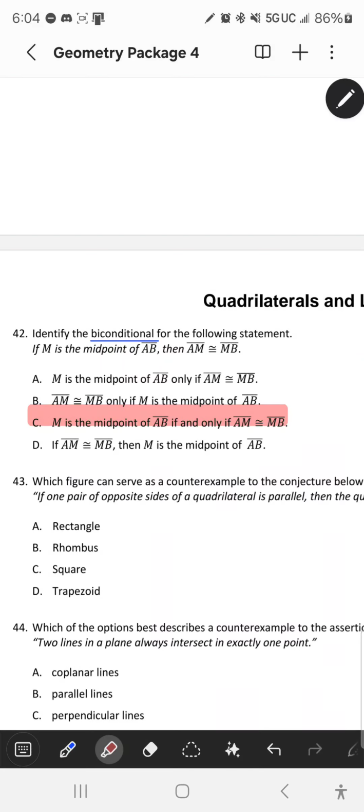Now, let's make sure that's true. I know it's going to be C because it's the one that has an if and only if. I say M is the midpoint of AB if and only if AM is equivalent to MB. That's true. That's the same as what it says here, including an if and only if between the two. So yeah.